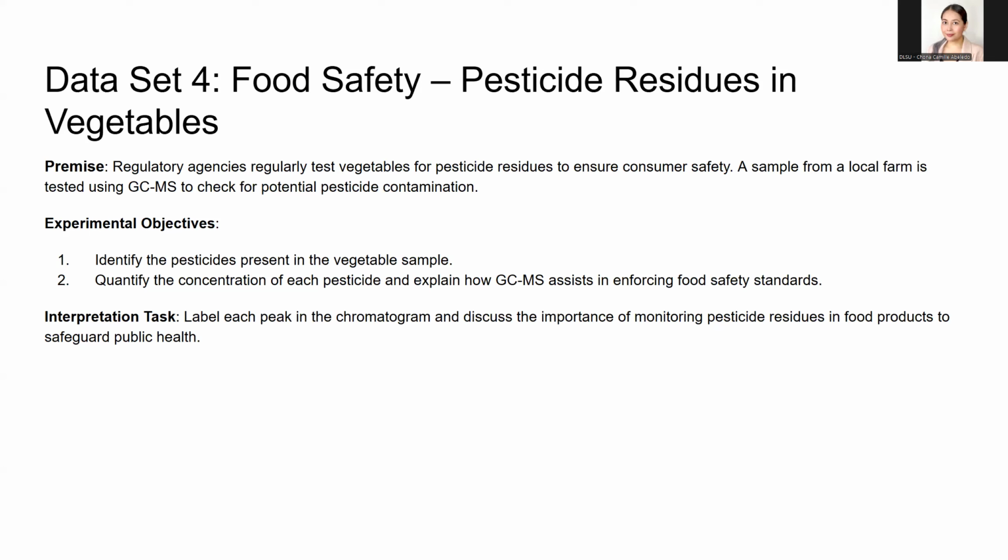So you need to check if the compounds that were found are really pesticides, quantify their concentration, and explain how GCMS assists in making sure that we meet food safety standards. And just like all the other groups, you need to label each peak in the chromatogram, but this time discuss their importance in terms of public health and food safety.